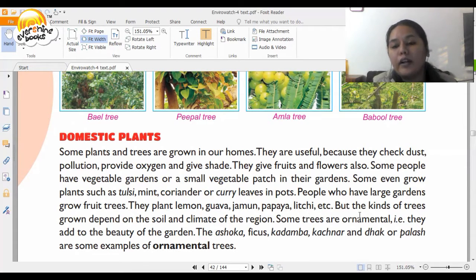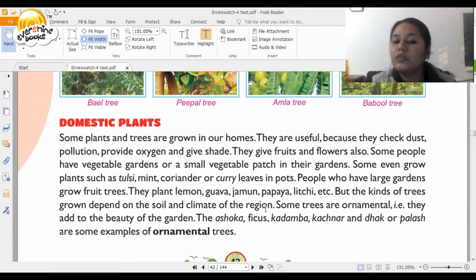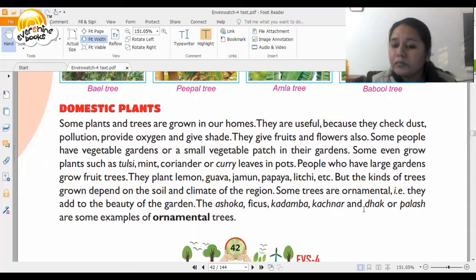Some trees are ornamental. What is an ornament? Something that we wear to look good, to decorate ourselves. So the trees which are used for decoration purposes or to add beauty to the garden are called ornamental trees. And these include the Ashoka, Ficus, Kachnar, or the Palas.